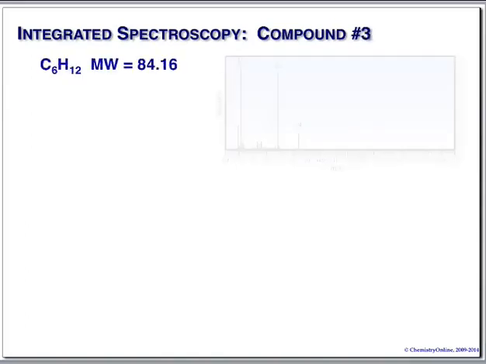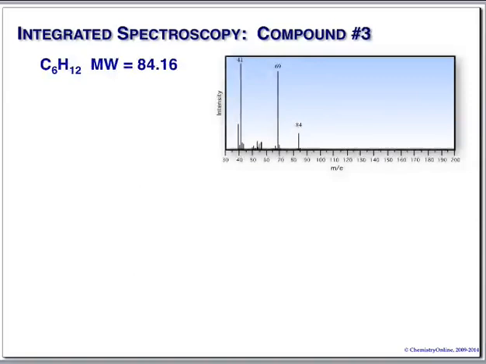Number 3, C6H12, molecular weight 84. If we had 6 carbons, we should have how many hydrogens? 14. So we have 1 degree of unsaturation. If we look at the mass spec, we see we have a little molecular ion here. I would note that. We have an M minus 15, give us a peak at 69.